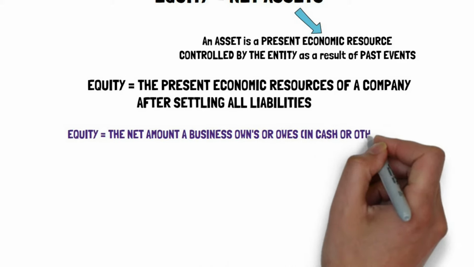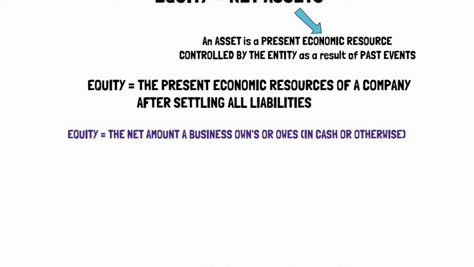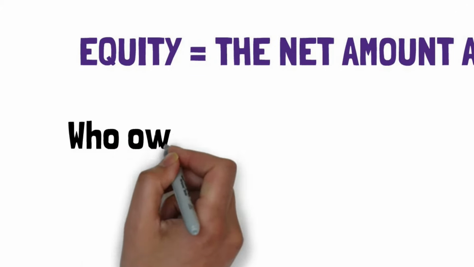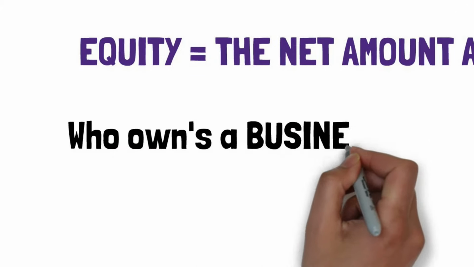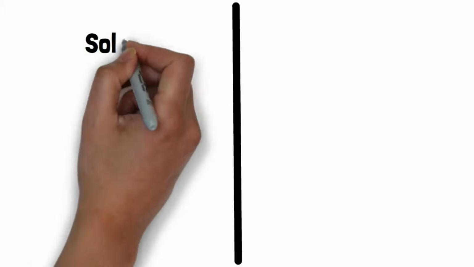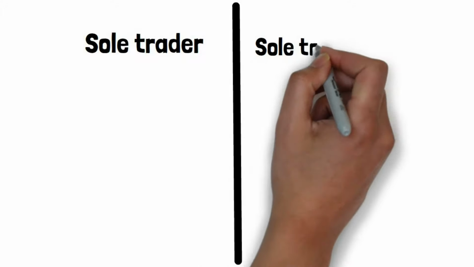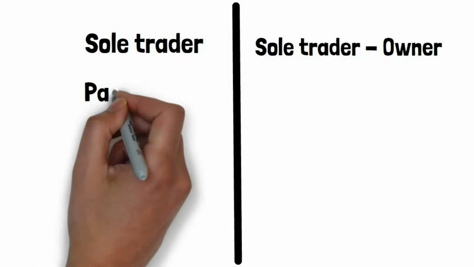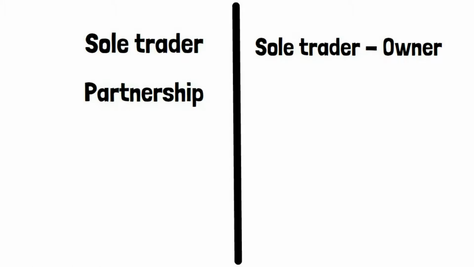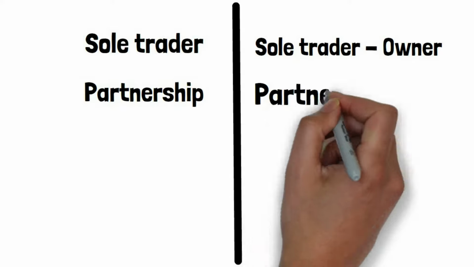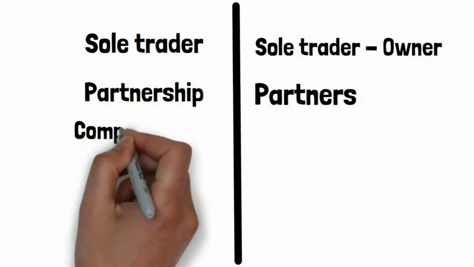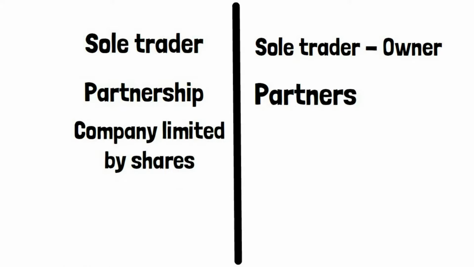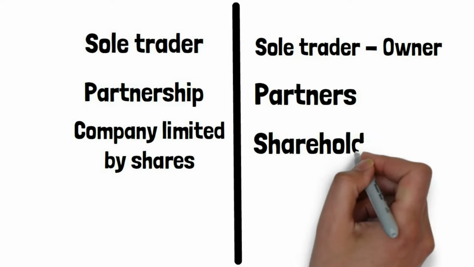But in actual fact, who owns a company or who owns a business? Well, there are different people. So if you're a sole trader, then the sole trader owns the business. The owner of that sole trader is the business. If you're a partnership, it's the partners that own a business. If you're a company limited by shares, it's the shareholders. And if you're a company limited by guarantee, it's the guarantors.